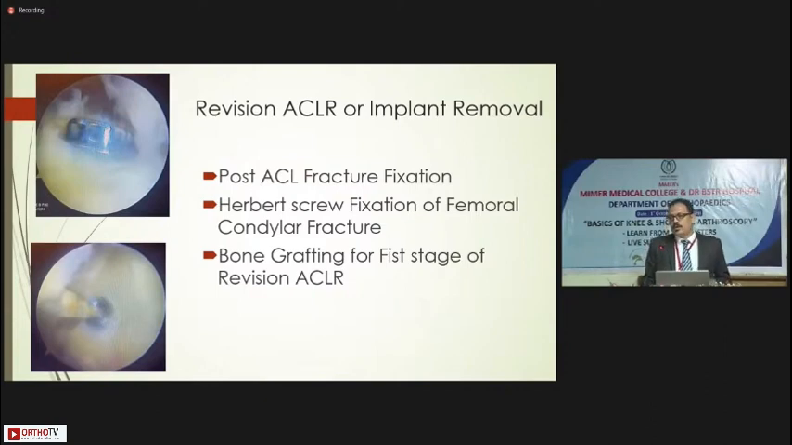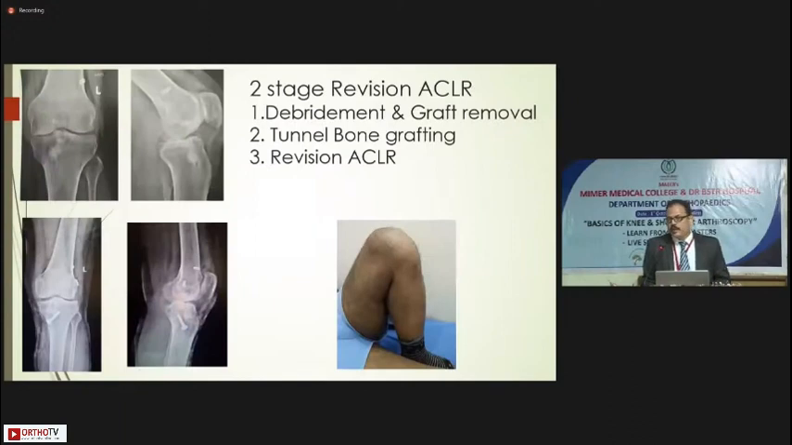We also do something called bone grafting arthroscopically for the ACL revision cases. And this is one of the cases. You see the first two pictures are showing the bone graft, which is completely healed. The ACL endo button of the first surgery is there.